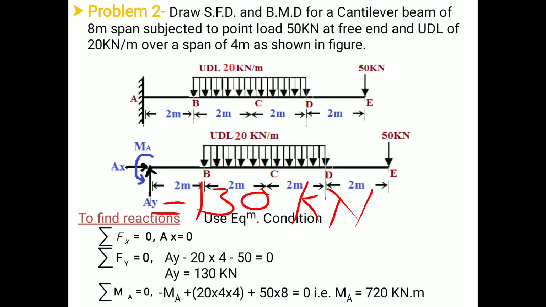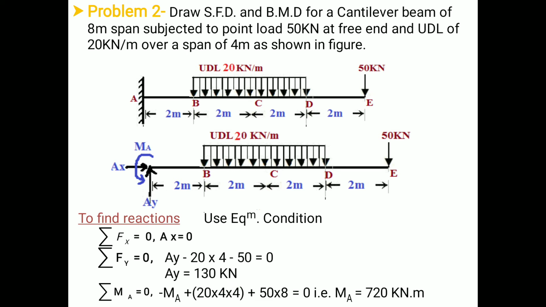Now we have third equilibrium equation, that is moment at A is equal to 0. So all of you know that at point A it's a fixed support, and for a fixed support we have moment acting, and that is in anti-clockwise direction, therefore will be negative, plus this UDL have to convert into point load, so 20 into 4 will be the UDL conversion into point load, into this 4 is nothing but this UDL will act at half of the span, total span.